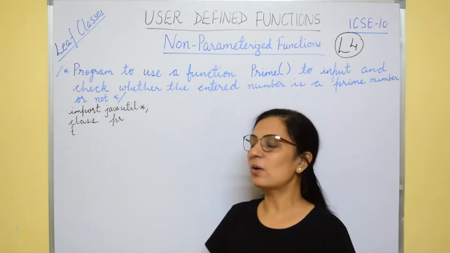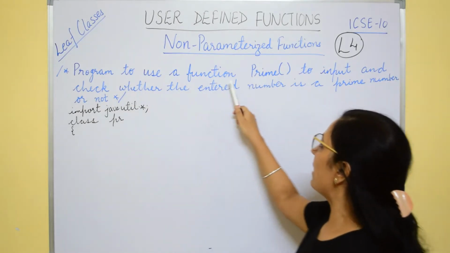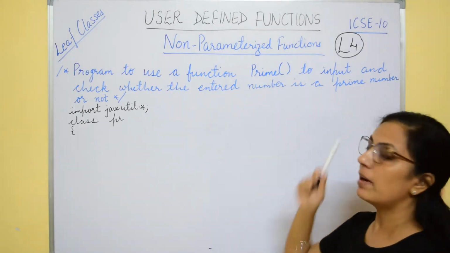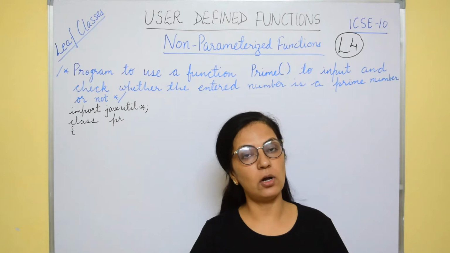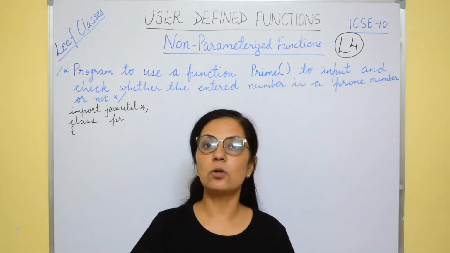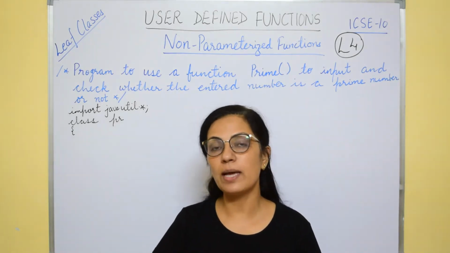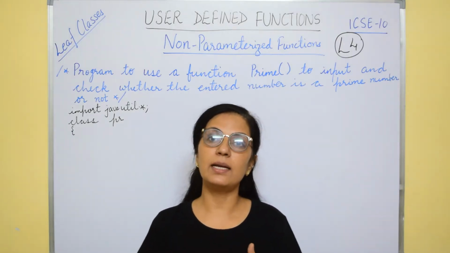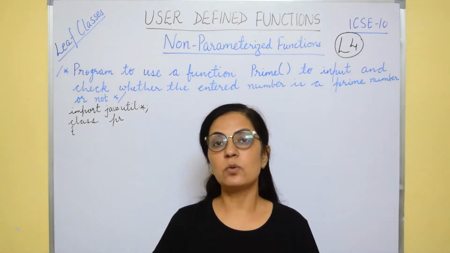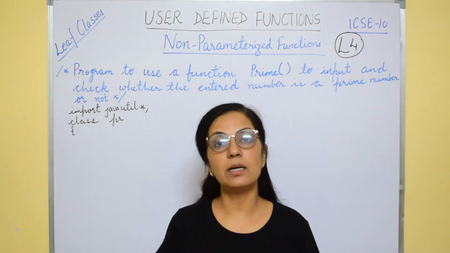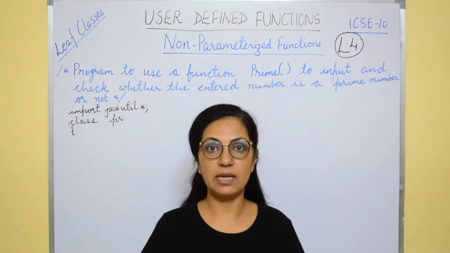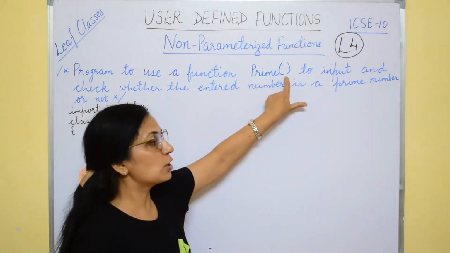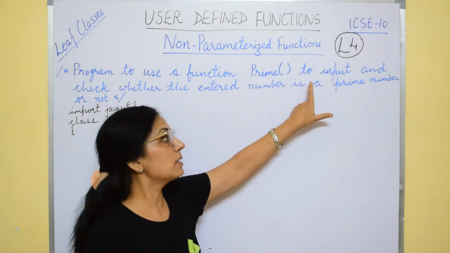We begin with the question: use a function prime to input and check whether the entered number is a prime number or not. Children, please go through the question once, twice, read it properly. Then only you can make out whether it is with argument, without argument, with return type or without return type. Let me explain you here. Prime is the function name.